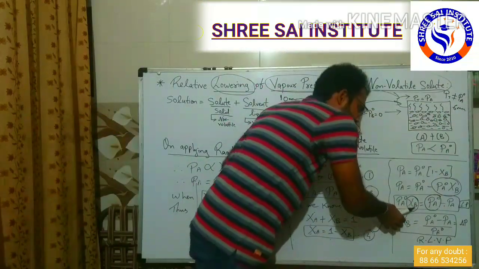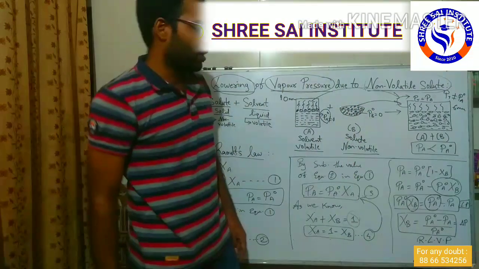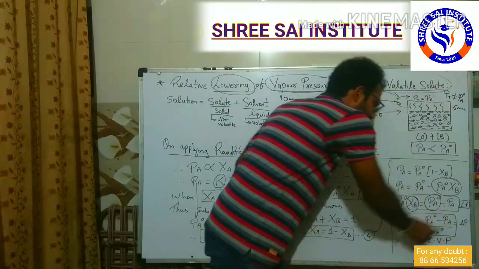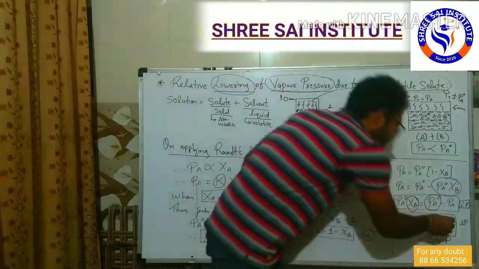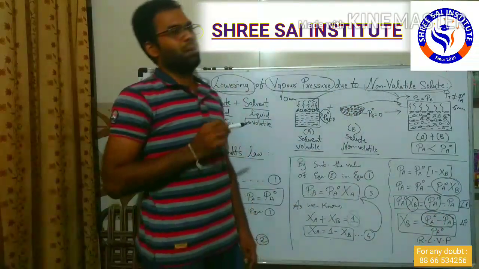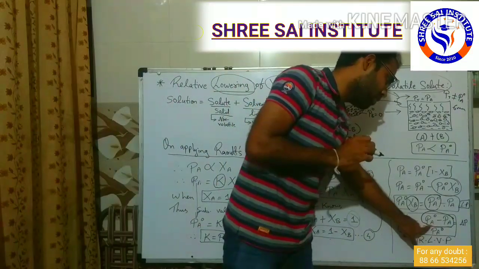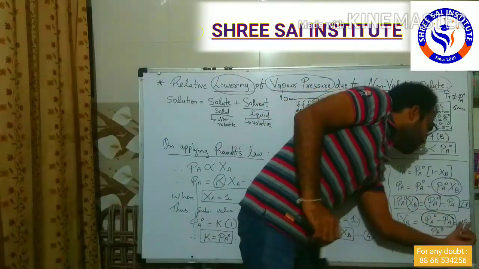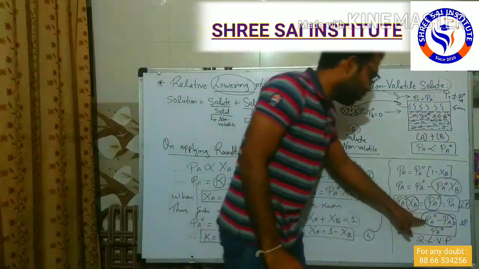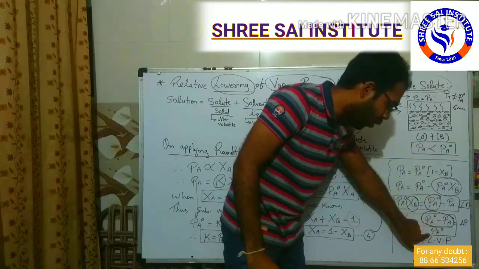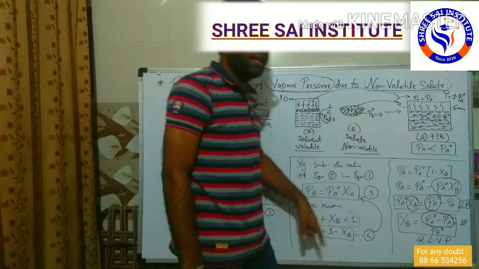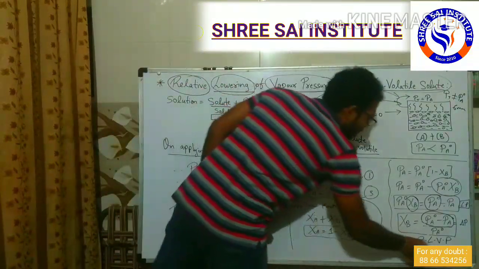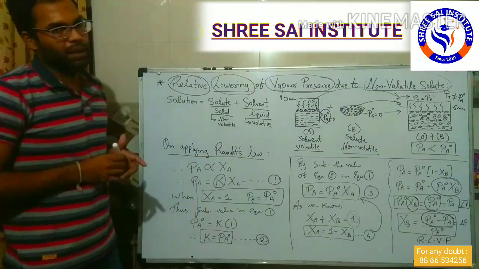Okay, and when we make Xb the subject, we can write this equation in this form also: Pa naught minus Pa upon Pa naught equals Xb. This difference is also called the change in vapor pressure, so the numerator can be written as delta P also. When we relate this difference with the original vapor pressure of the pure solvent, it is called the relative lowering of vapor pressure, which is called RLVP.